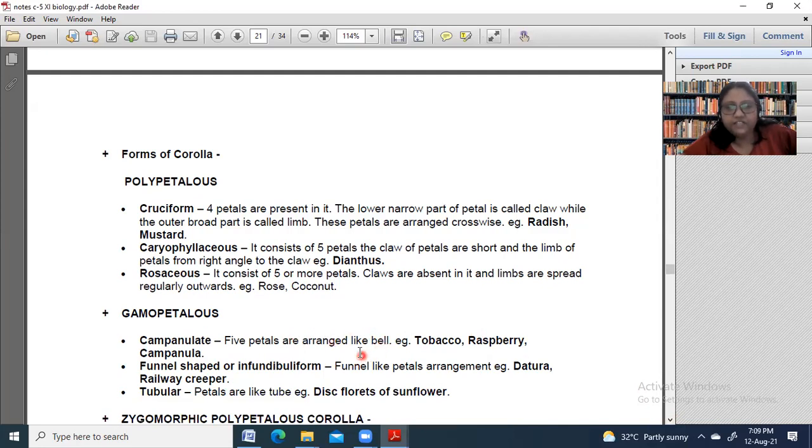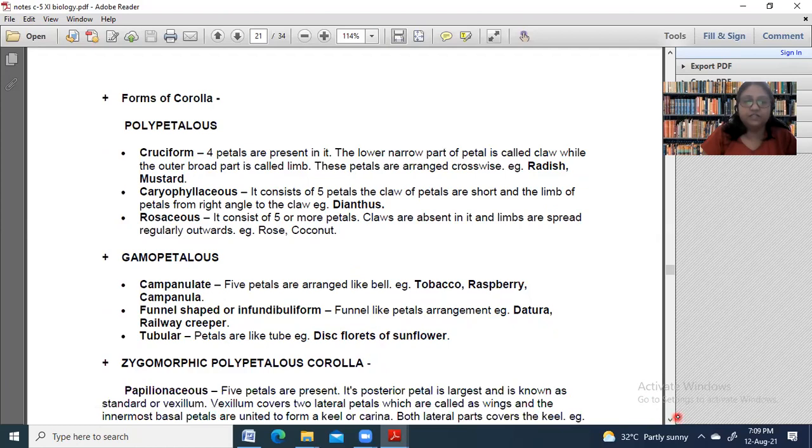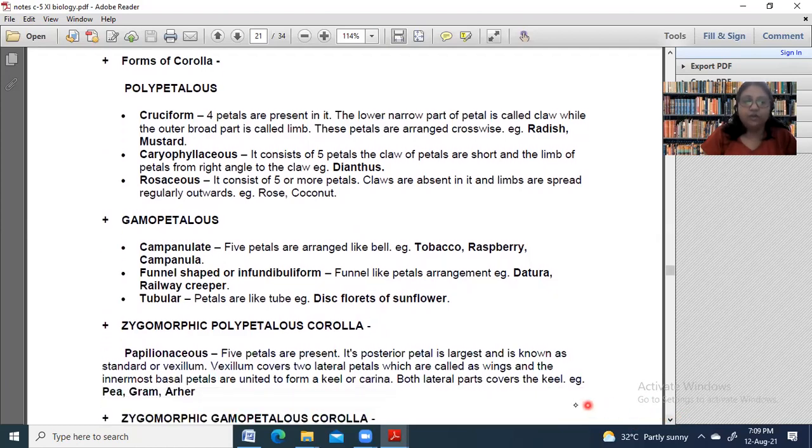If they are arranged in a bell, we call them campanulate. If they are arranged in the form of a funnel, it is datura. And if they are in the form of a tube, we call them tubular. Okay. So similarly, zygomorphic flowers can also be there. I wish to talk about papilionaceous flower.